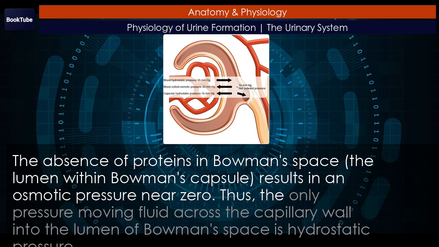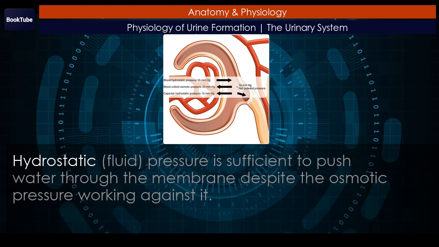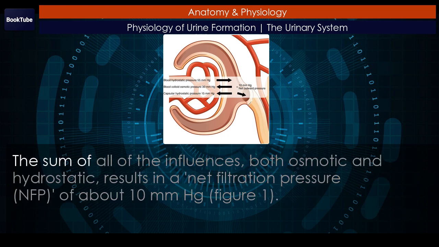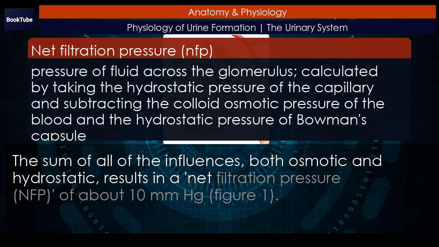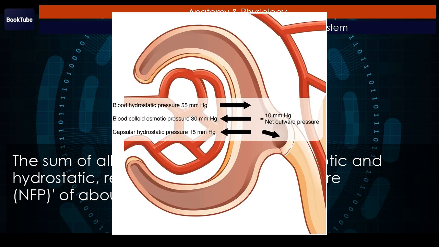Thus, the only pressure moving fluid across the capillary wall into the lumen of Bowman's space is hydrostatic pressure. Hydrostatic fluid pressure is sufficient to push water through the membrane despite the osmotic pressure working against it. The sum of all of the influences, both osmotic and hydrostatic, results in a net filtration pressure, NFP, of about 10 mm Hg. Figure 1.